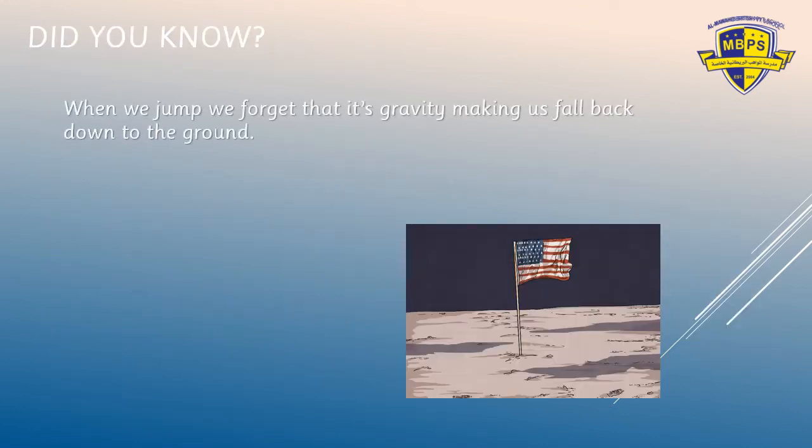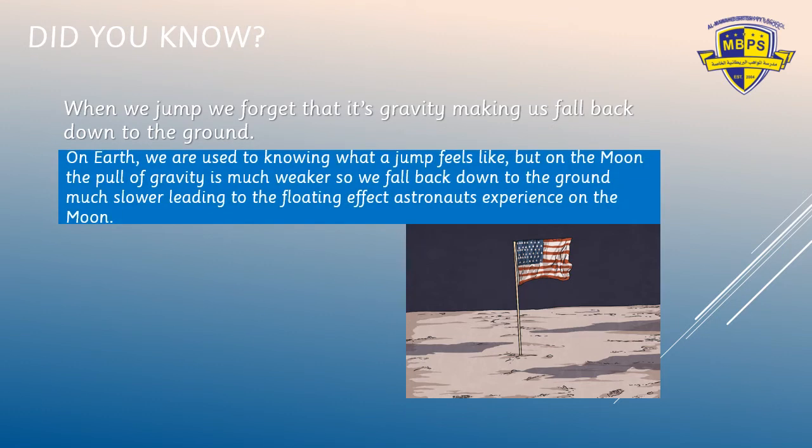When we jump on the Earth, we forget that it's gravity that makes us fall back. On the Earth, we are used to knowing what a jump is. But on the Moon, because there's less gravitational force, people jump and come back slower, as we discussed in the last slide. And this is why the astronauts who go there feel as if they're floating on the Moon.